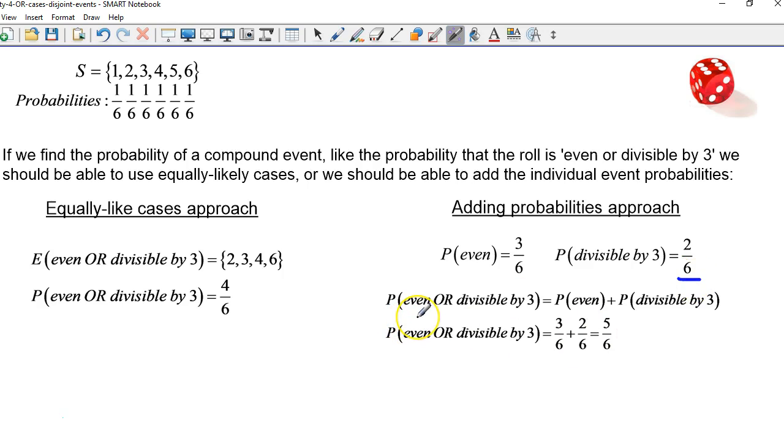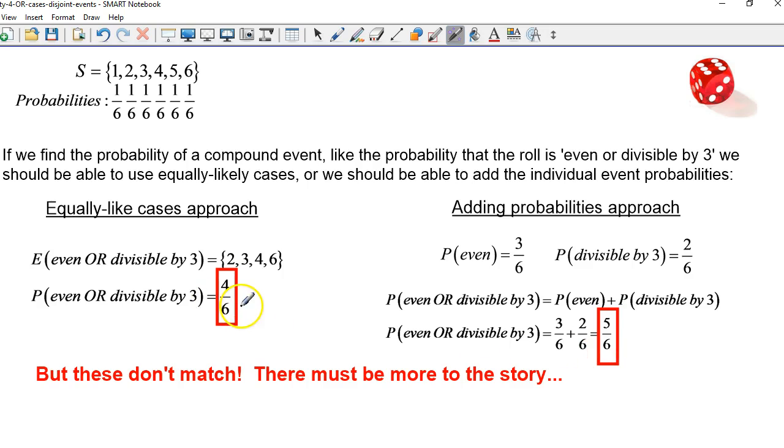The probability that a roll is even or divisible by 3 should be the probability of even plus the probability that it's divisible by 3. So if I took 3/6 and I added 2/6, I get 5/6. But wait, that's not the same as 4/6. So it doesn't look like adding worked in this case. It turns out there's more to the story.